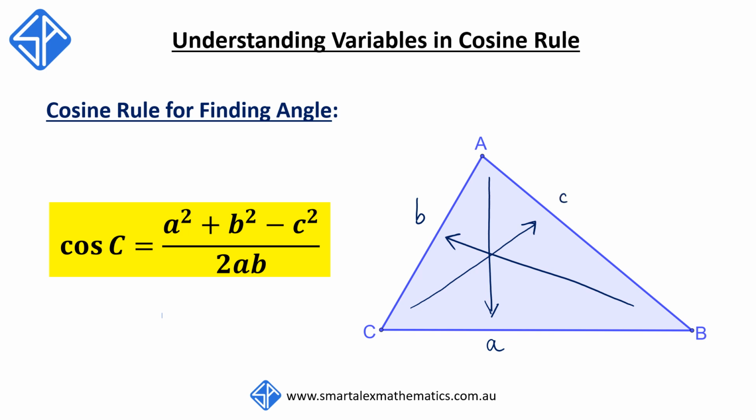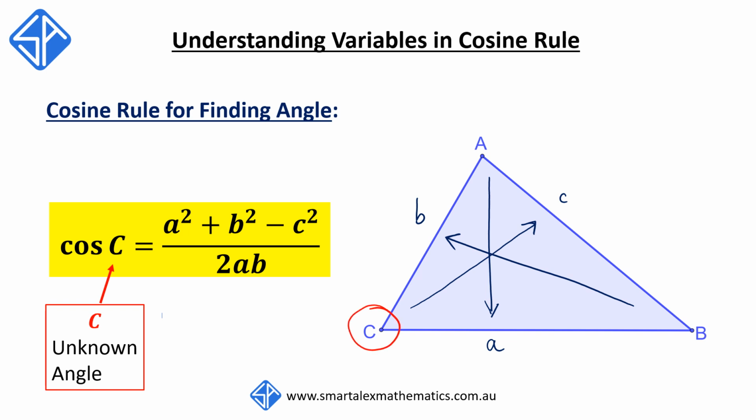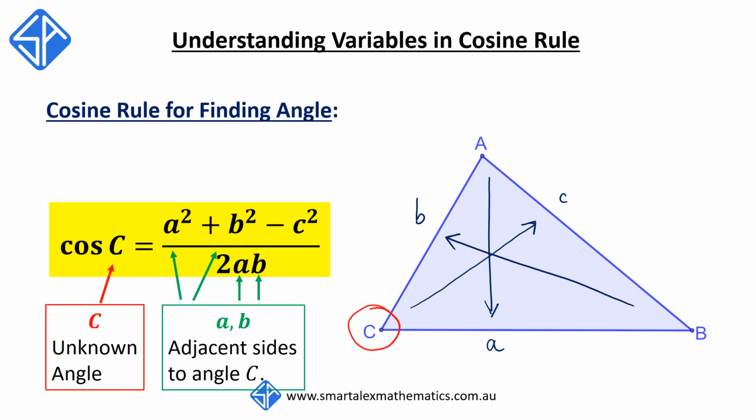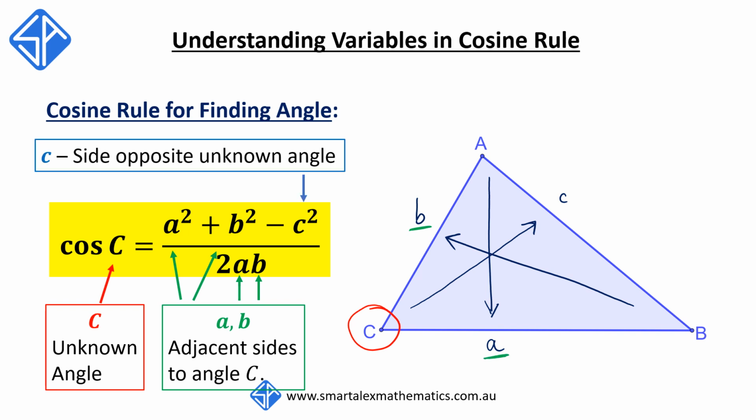So let's connect this with the cosine rule formula. Capital C is the unknown angle. So in this diagram, this is going to correspond to this angle. A and B in this formula represent the sides adjacent to angle C. So that's going to be this side and this side. And lowercase c is the side opposite the unknown angle, which is going to be this side in this diagram. Let's now look at an example on how to use this cosine rule.